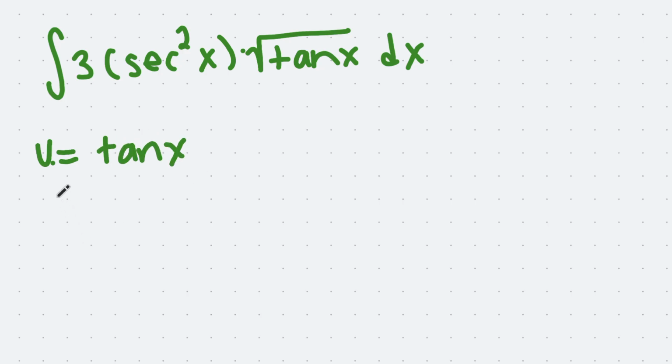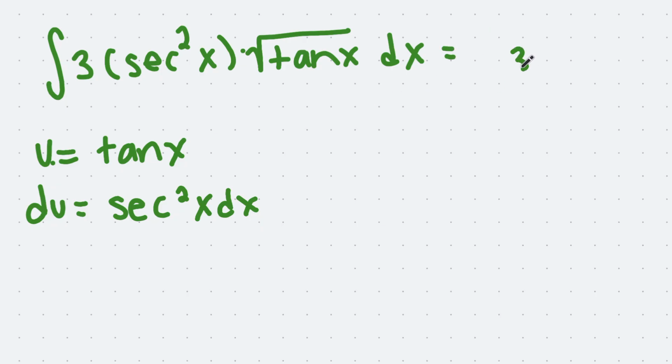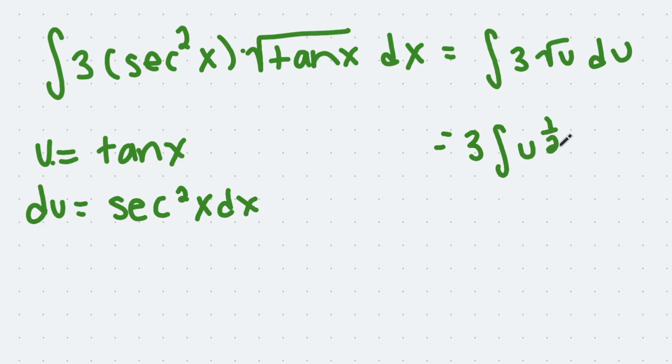When deriving, we get that du is equal to secant squared x dx. So we can rewrite this as the integral of 3 root u du, which we can rewrite as 3 times the integral of u to the 1/2, which is equal to root u du.